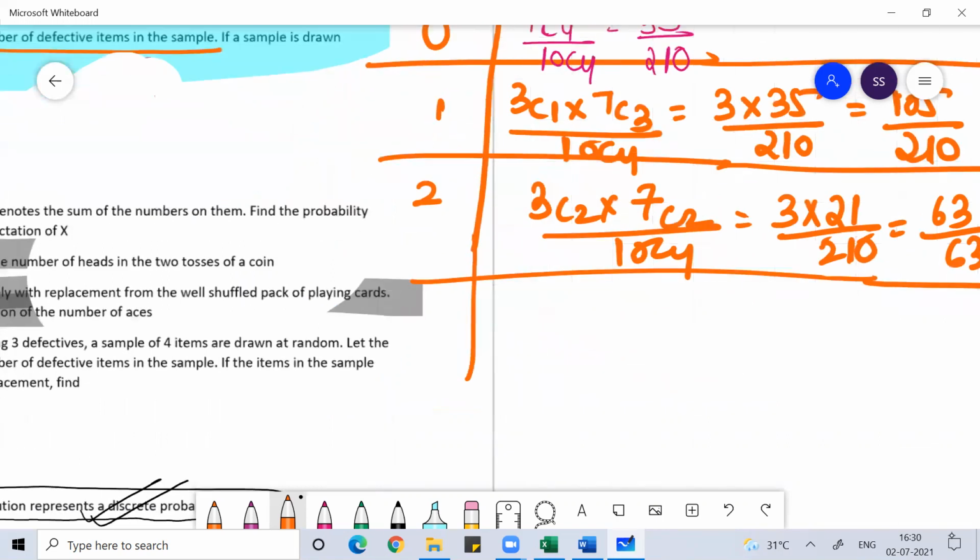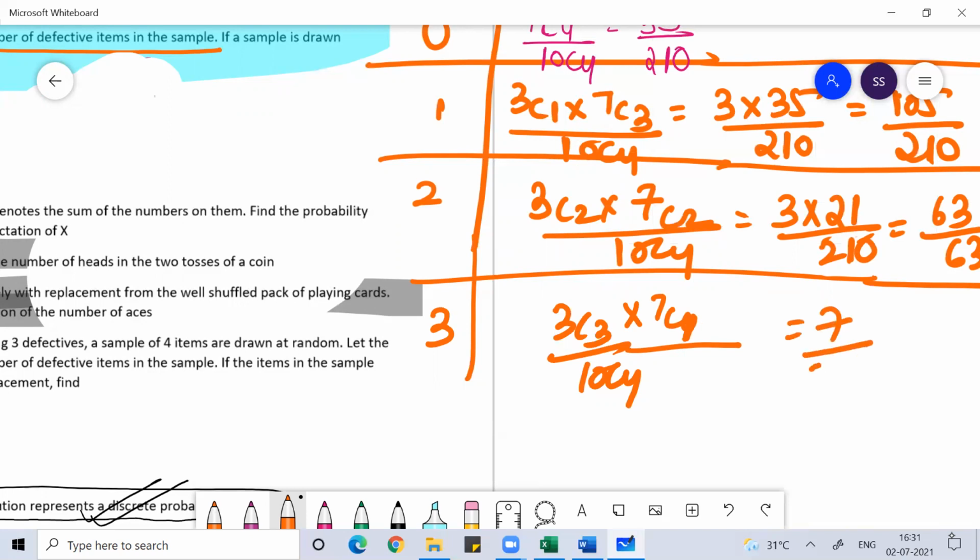Then all the 3 are defective. 3C3 by 10C4. 3 are defective means 1 will be normal. Maximum defective are 3 only. So 3C3 into 7C1 divided by 10C4. 3C3 is 1, 7C1 is 7. So 7 by 210.